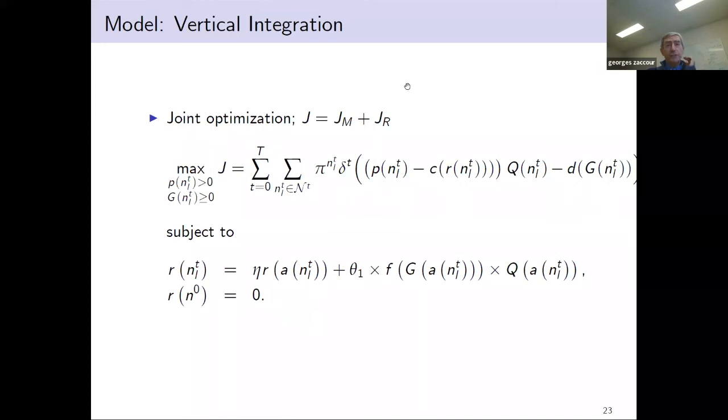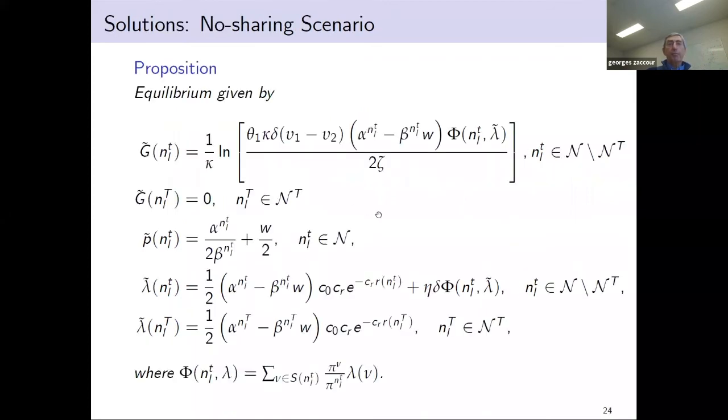In the case of vertical integration, this is no more an equilibrium problem, it is simply an optimization problem. And the assumption here is that the two parties agree to maximize the sum of their profits. And this is a problem that is much easier to solve. It's an optimization problem rather than an equilibrium problem. Okay. So first proposition, this is what we have under the no sharing scenario. So what can we exhibit here?